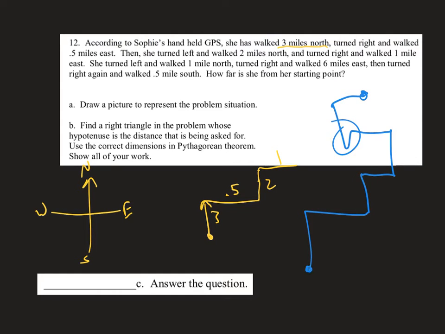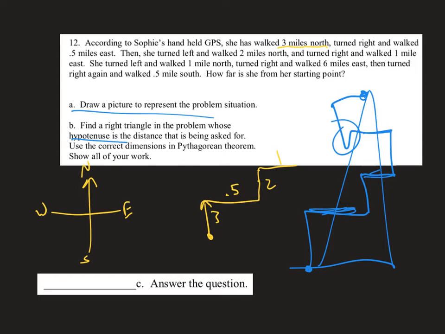But you're going to have this moment where it says, how far is she from her starting point? So at some point, I think we're going to have to form a right triangle, right? So find a right triangle whose hypotenuse is the distance being asked for, right? We're drawing the picture as it happens. We should be able to take all of these Eastern moments, right?